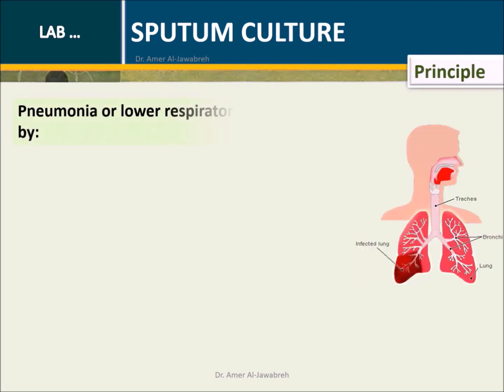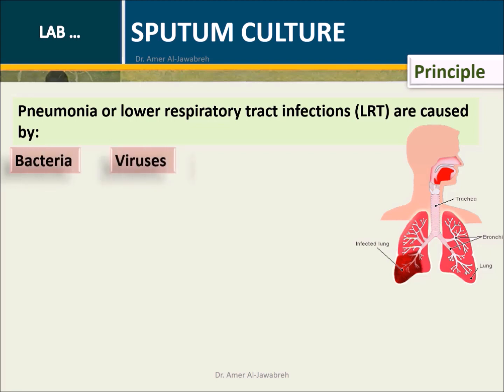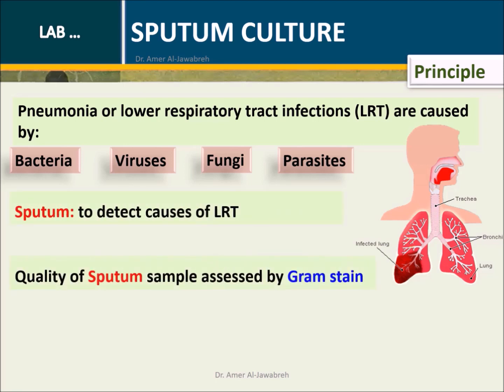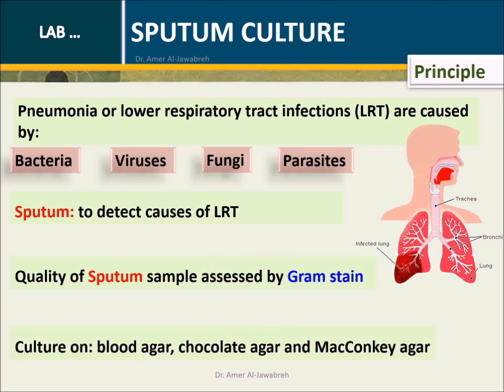Principle. Pneumonia or lower respiratory tract infections, LRT, are caused by bacteria, viruses, fungi, and parasites. Sputum is used to detect causes of LRT. Quality of sputum sample is assessed by Gram stain. Culture on blood agar, chocolate agar, and MacConkey agar.